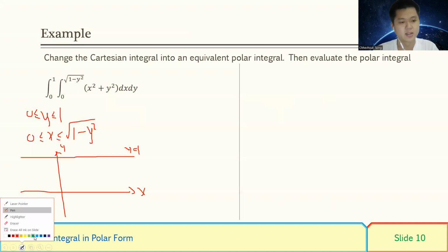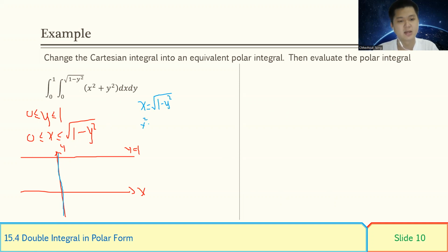Then let's talk about x. x equals 0 is just the y-axis. For x equals this part, if it's not obvious to you that this is a circle, you can do this. x equals the square root of 1 minus y squared, so x squared equals 1 minus y squared, so x squared plus y squared equals 1. So this is just a circle with radius of 1 and center at the origin. So you draw a circle. It's not the most beautiful circle. This is our 1.